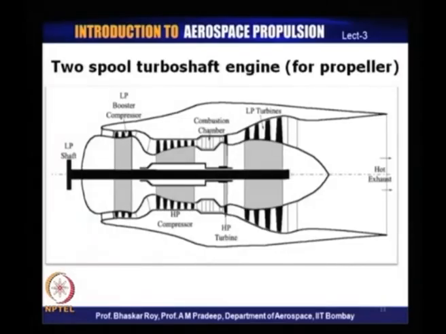This is a kind of engine that is used normally in flying helicopters, and these are called turboshaft engines. This is a typical 2-spool turboshaft engine. These are used for running the propellers or the rotors of often a helicopter.